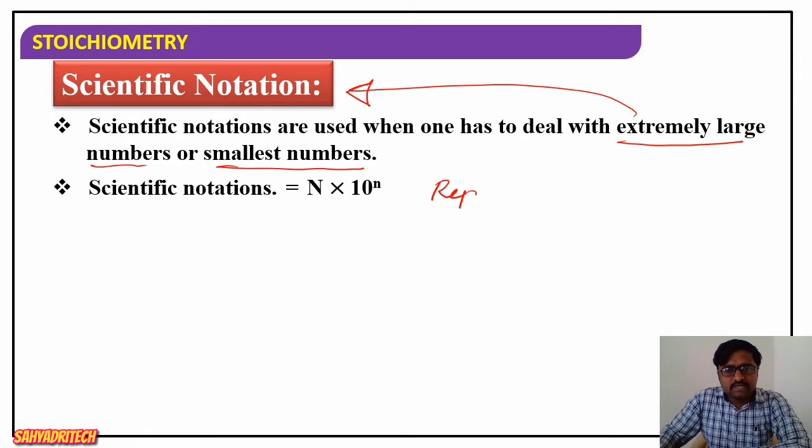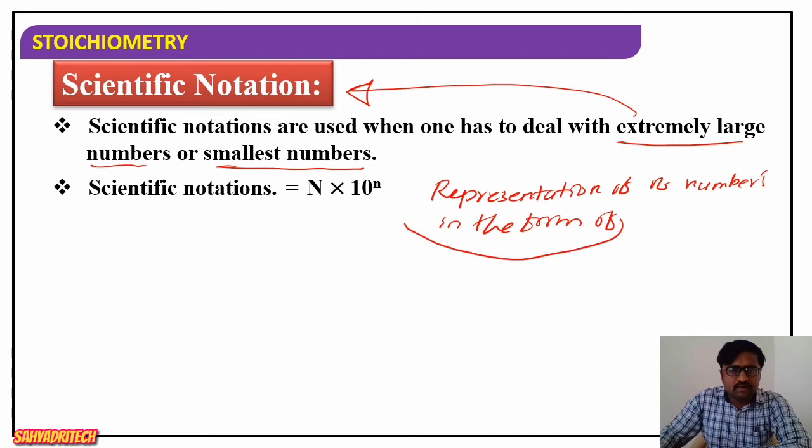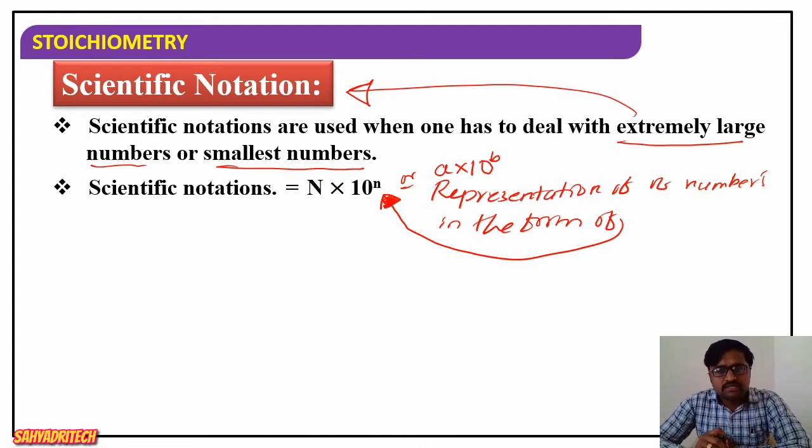It is the representation of numbers in the form of N into 10 raised to n, or it is also represented as a into 10 raised to b. Any form can be used. So the representation of numbers in the form of N into 10 raised to n, or else I can say a into 10 raised to b, is called scientific notation.